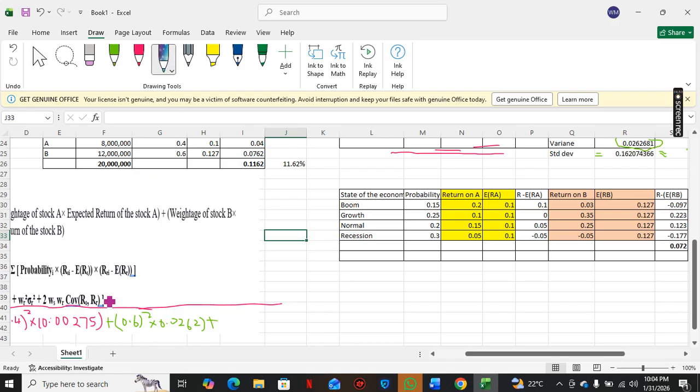Plus two times the weightage of A times the weightage of B. Weightage of A, 0.4, multiplied by weightage of B, 0.6, multiplied by the covariance, which we got here, 0.072.